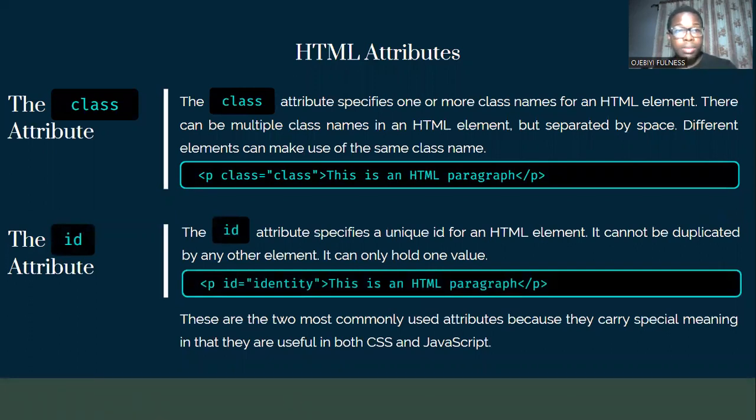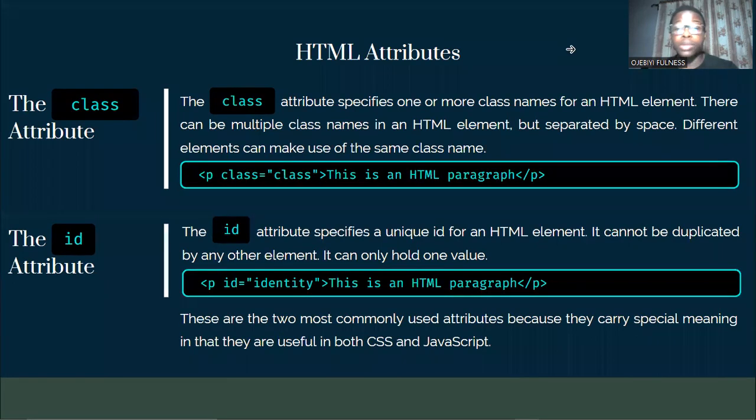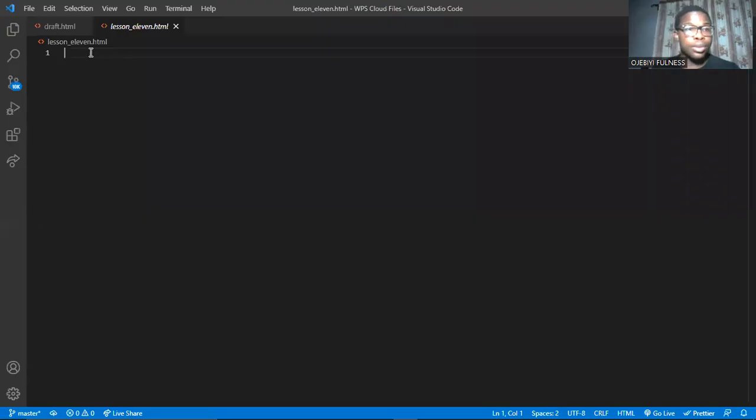The class attribute specifies one or more class names for an HTML element. There can be multiple class names in an HTML element, but separated by space. Different elements can make use of the same class name. So for example, let's go to our editor, the reliable Visual Studio Code.